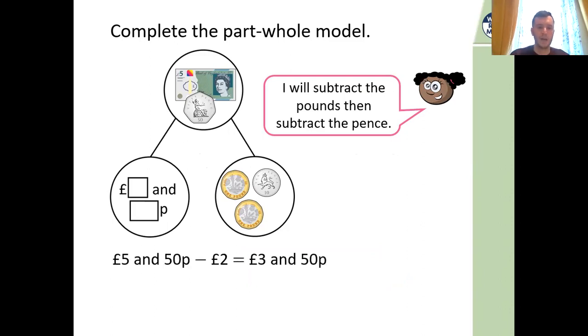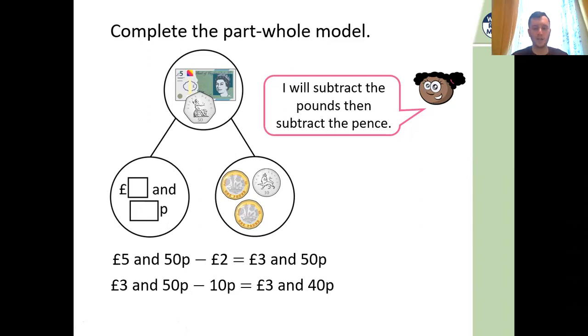So I have £5 and 50 pence, take away £2. If I do that first of all, just take away the £2, that's going to be £3 and 50 pence. But I've still got to take away my 10 pence. I've taken away the £2, I've still got to take away my 10 pence. So £3 and 50 pence, take away 10 pence is equal to £3 and 40 pence.